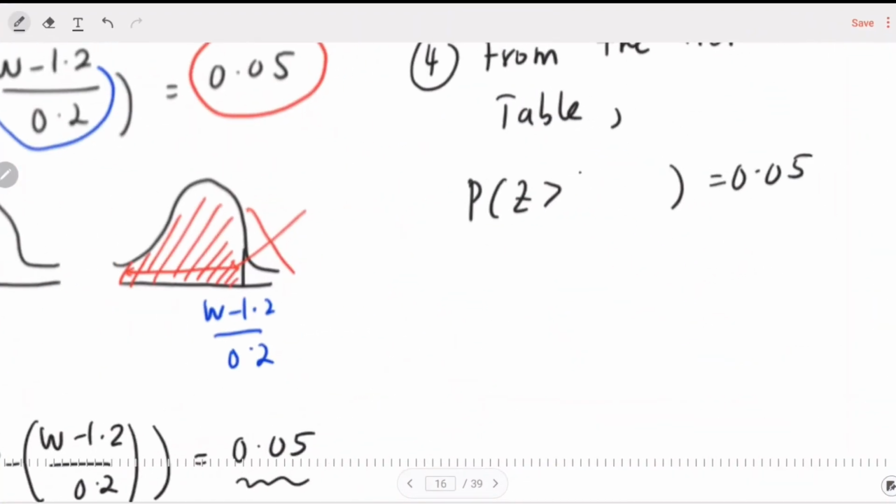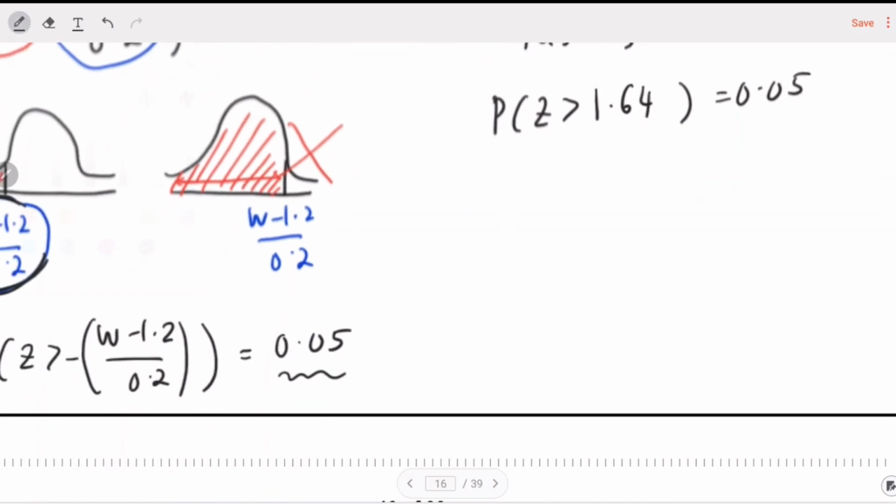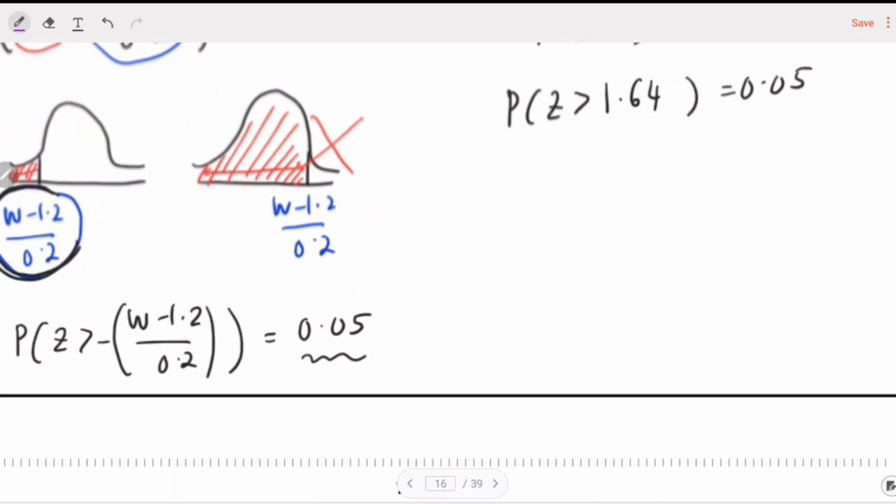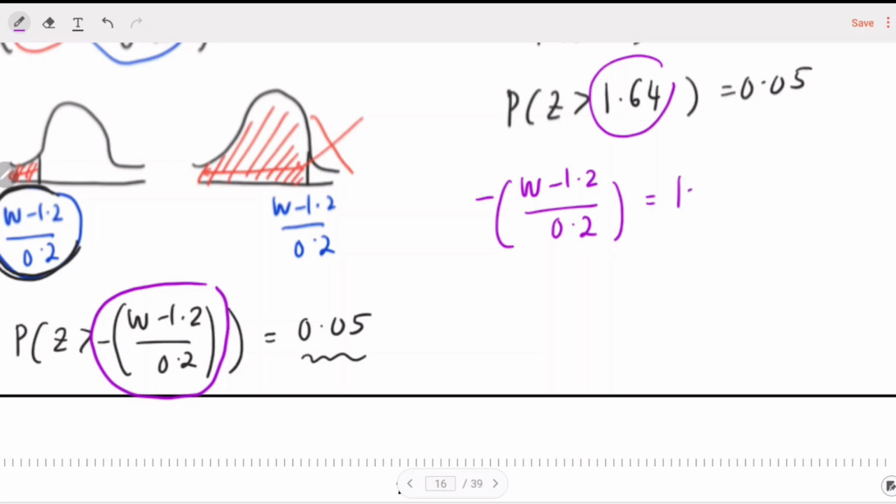Probability of Z greater than 1.64 will give us a probability of 0.05, and then we just compare for the last step. Take this one, negative: W minus 1.2 divided by 0.2 is equal to 1.64. Rearrange until we get the answer for W. So W is equal to 0.872.